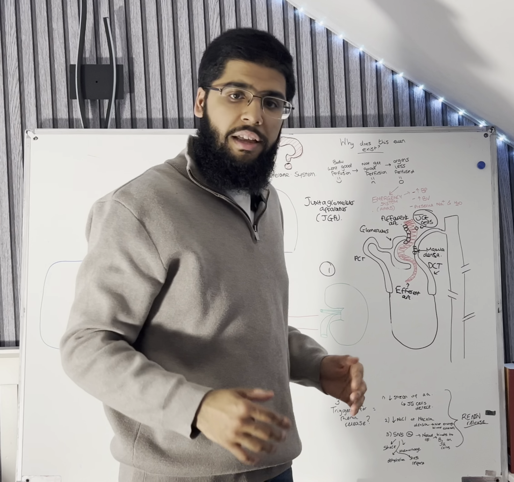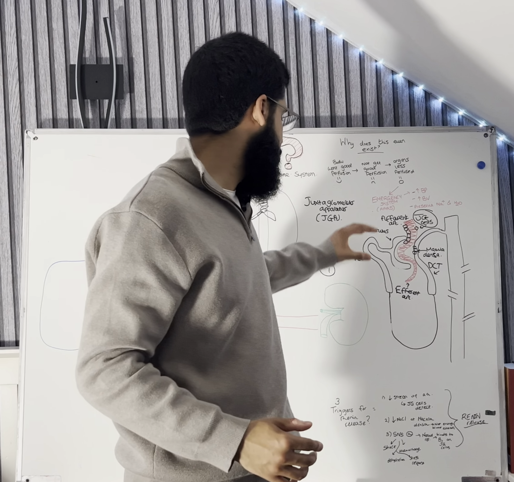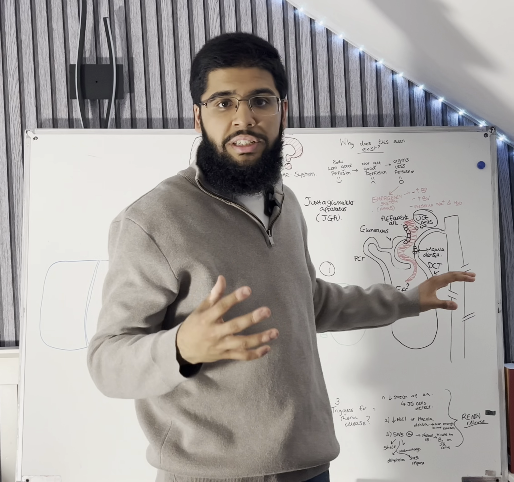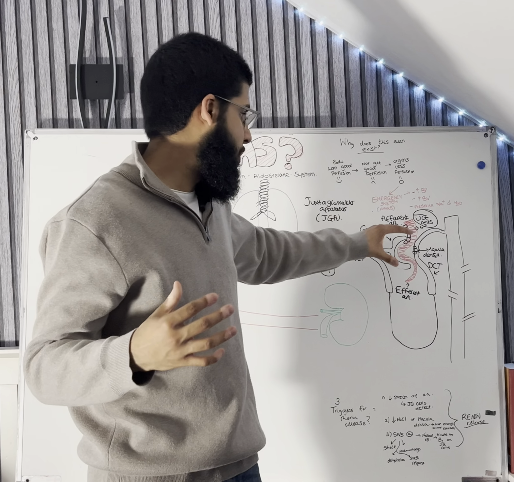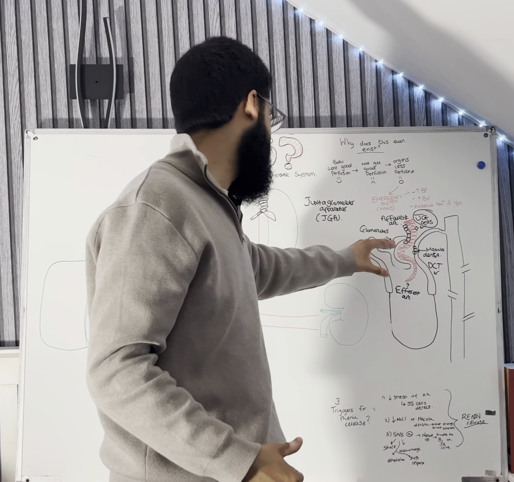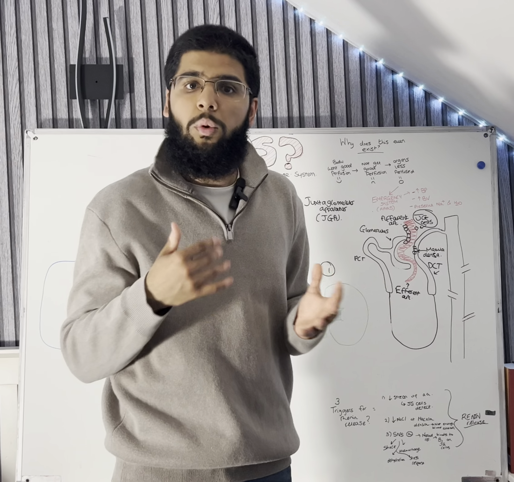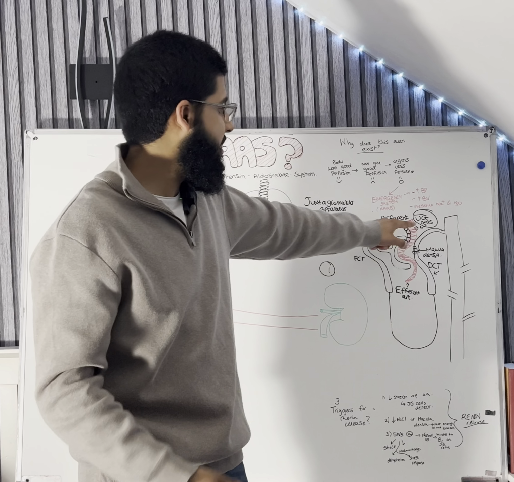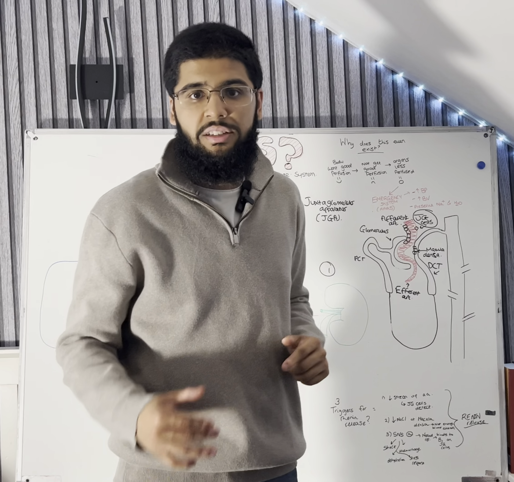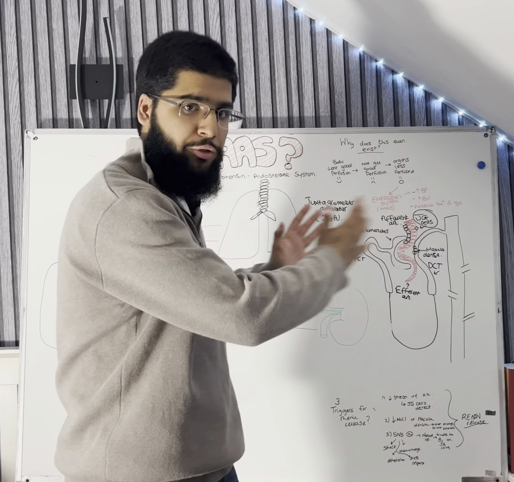Now, the other way you can trigger this is by having decreased sodium at your macula densa. As it detects decreased sodium, it essentially thinks that there's not enough blood being filtered. What does that mean? It's then going to signal to the juxtaglomerular cells to release renin, again triggering the cascade.